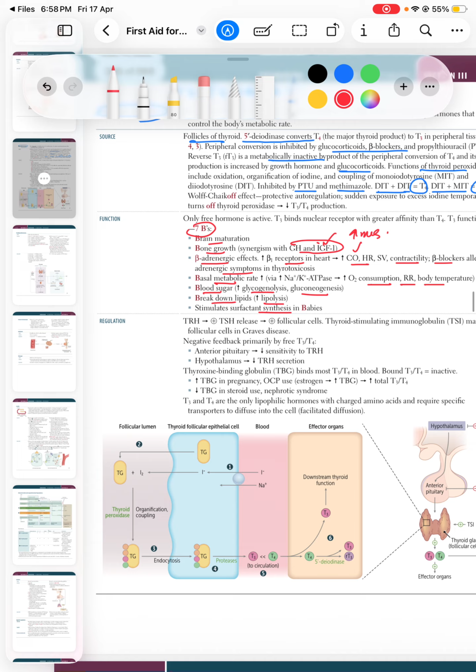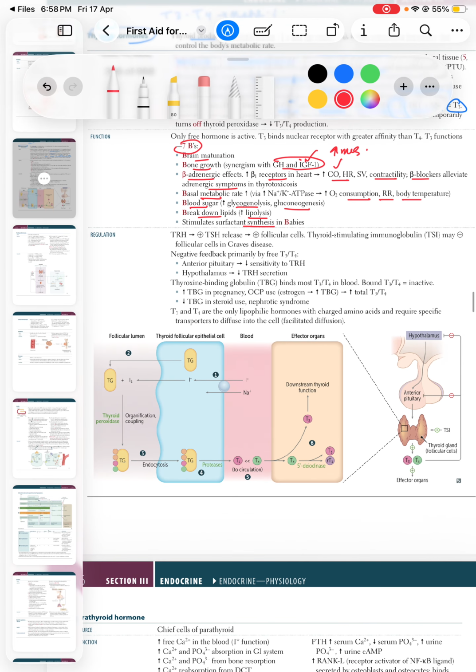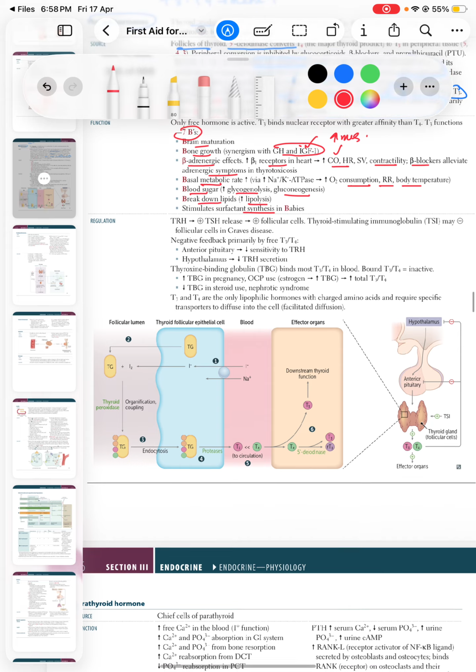These are the functions. Now, the regulation of the thyroid stimulating hormone. It is done by thyrotropin releasing hormone, which is the hormone of the hypothalamus acting on the anterior pituitary gland. It starts the release of thyroid stimulating hormone. As a result, it acts on the follicular cells, and thyroid stimulating immunoglobulin may stimulate follicular cells in Graves' disease. Okay, now what is negative feedback? Primarily by free T3 and T4.